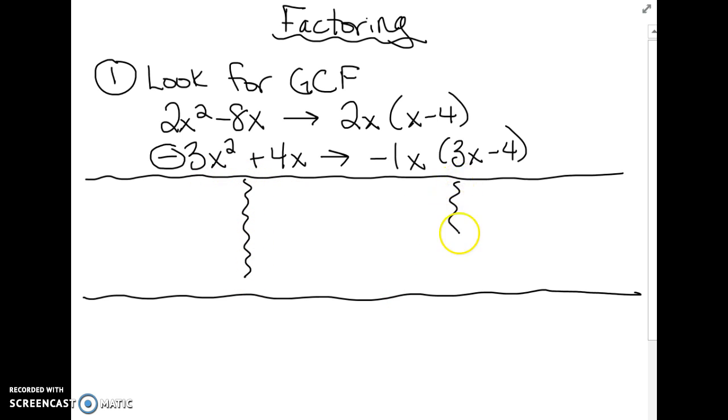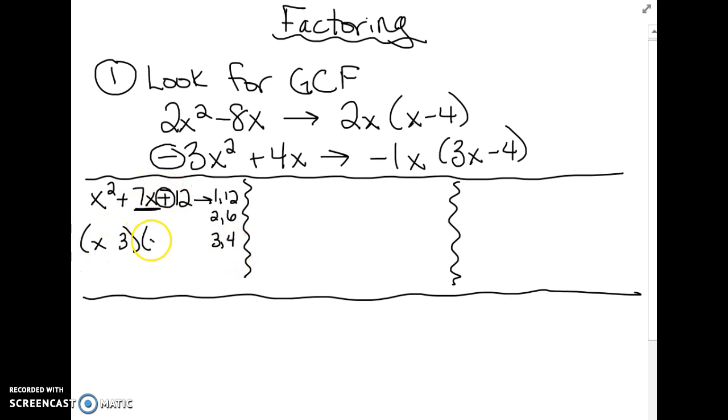Okay, so we're going to squeeze in 3 examples here. So the first example is x squared plus 7x plus 12. And remember, I write down my factors of 12, and I look for ones that add to give me 7. And so that's with 3 and 4. And the only way I can get a +7 is if they're both positive.